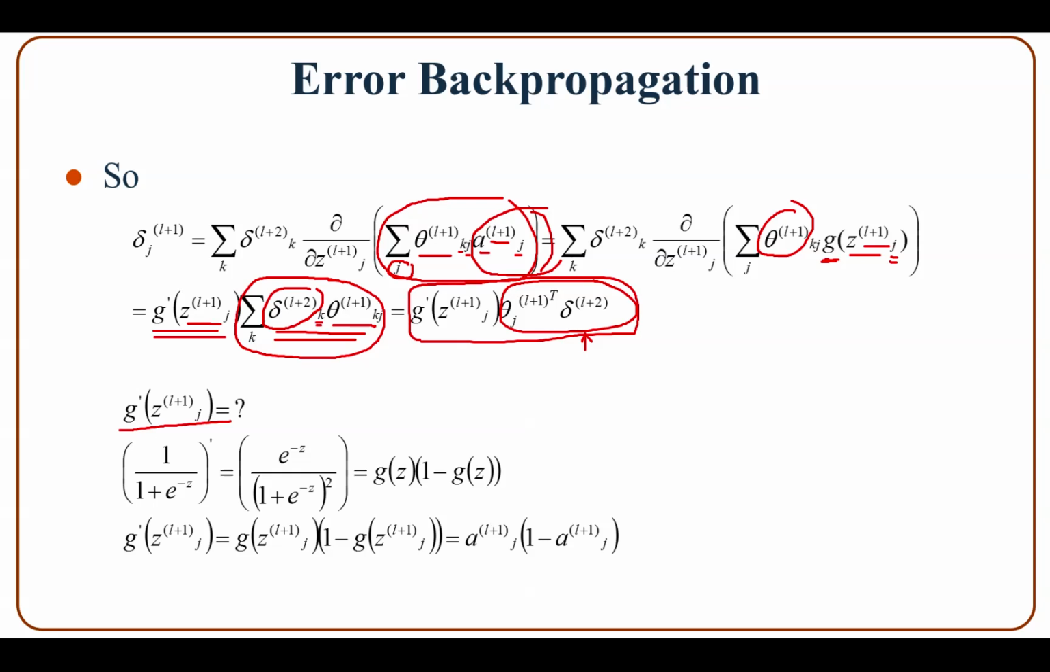What is the derivative of g? If we take the derivative of the sigmoid function, then what you get is g times 1 minus g. So if we rewrite the derivative of g, then we have this, and we have this. And g of z L plus 1 j is actually the output, right? The output a L plus 1 j. So finally what we have is this.